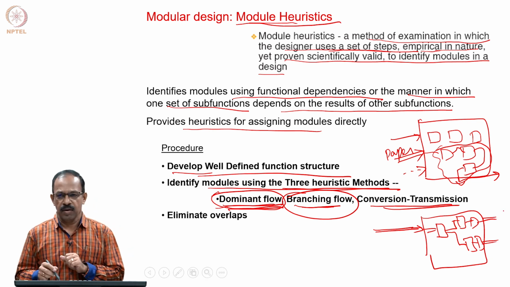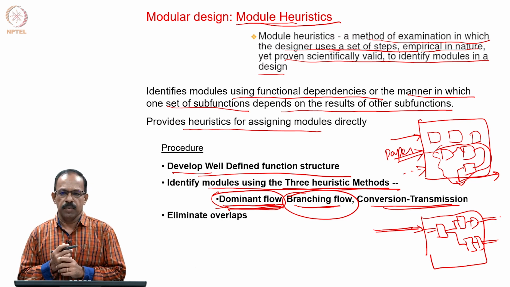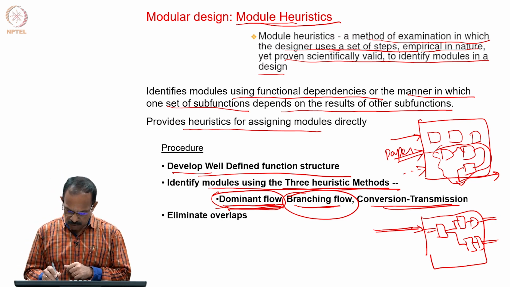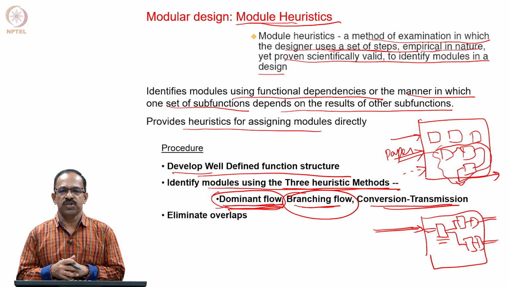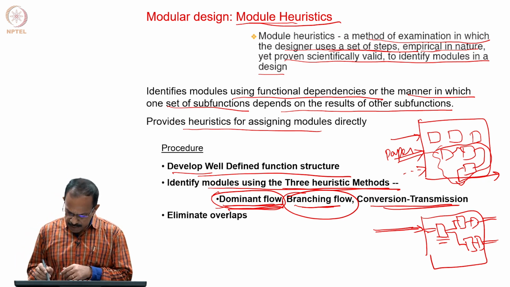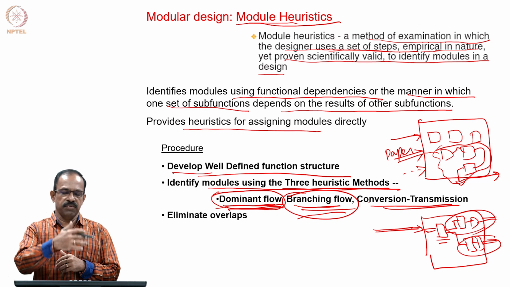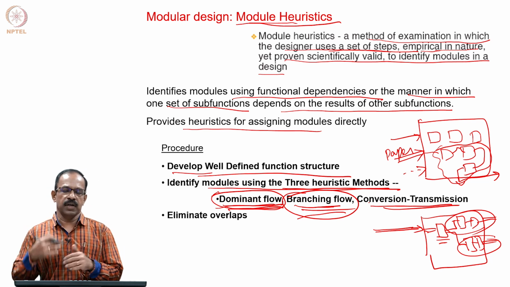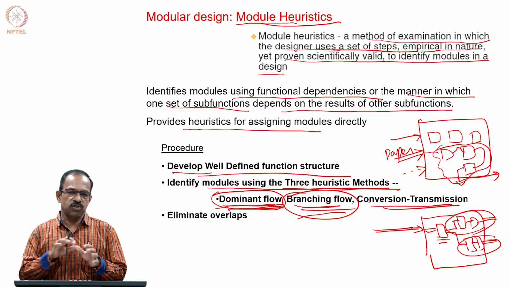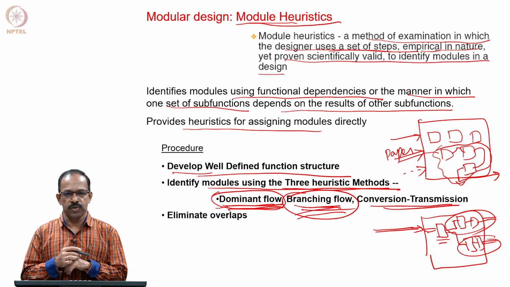So, this can be one way: there can be functions in the structure such that the flow gets branched into multiple flows or multiple loops. Then each of these can actually be considered as a module. So, that is the branching flow heuristics. Whenever there is a flow branching into multiple branches, each branch we consider as a module.